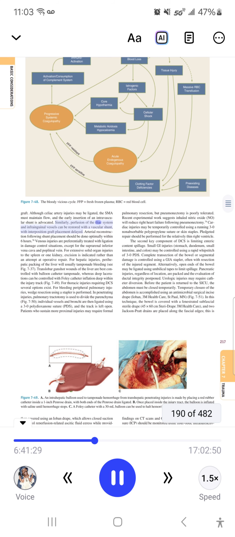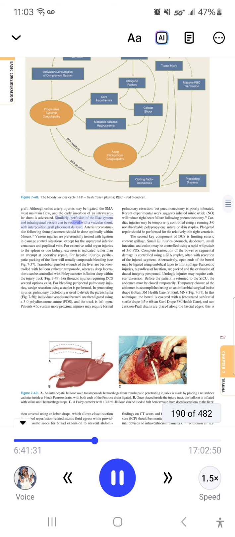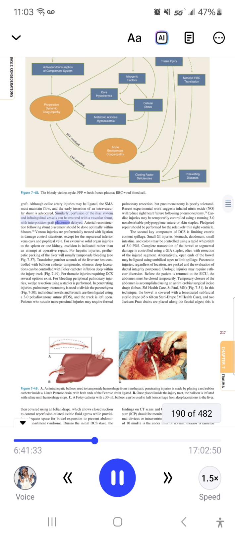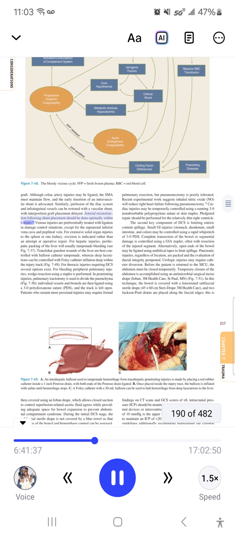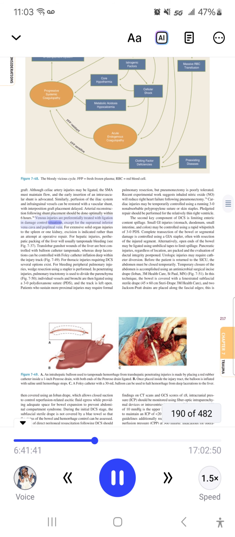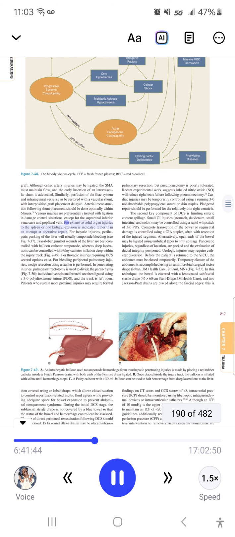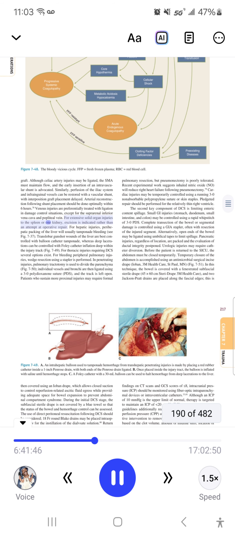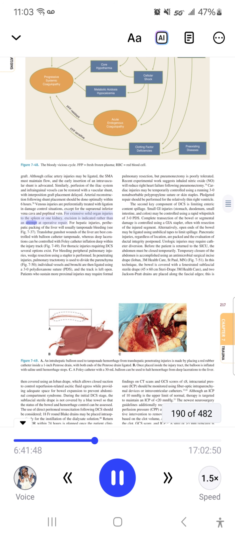Similarly, perfusion of the iliac system and infrainguinal vessels can be restored with a vascular shunt, with interposition graft placement delayed. Arterial reconstruction following shunt placement should be done optimally within 6 hours. 78. Venous injuries are preferentially treated with ligation in damage control situations, except for the suprarenal inferior vena cava and popliteal vein. For extensive solid organ injuries to the spleen or one kidney, excision is indicated rather than an attempt at operative repair.